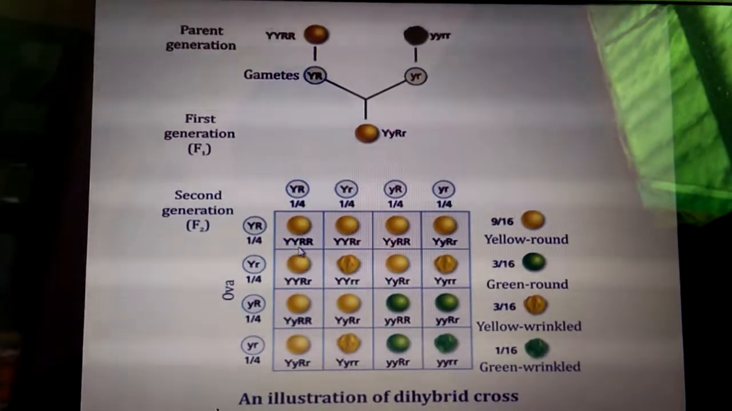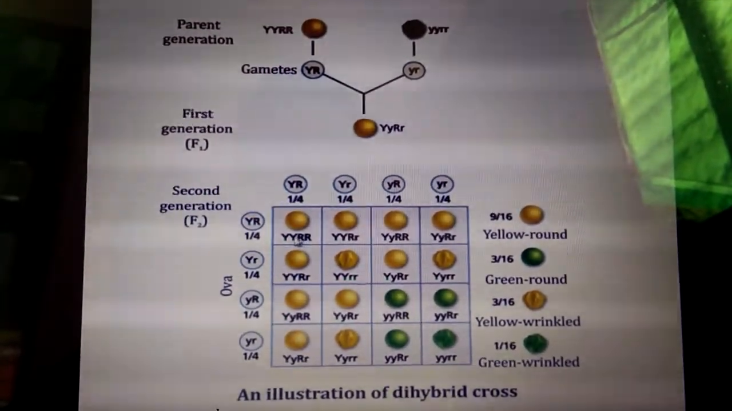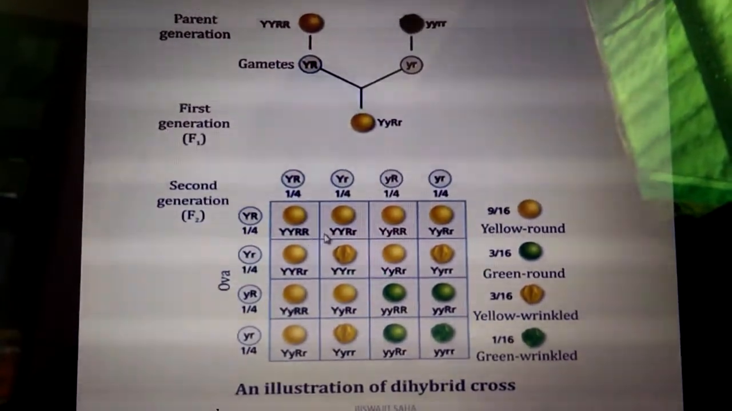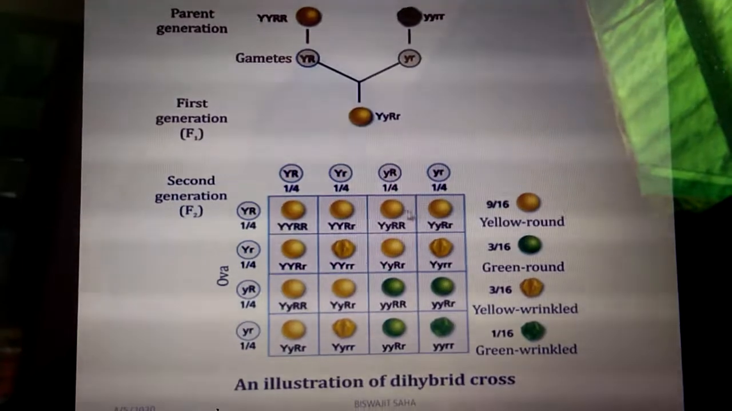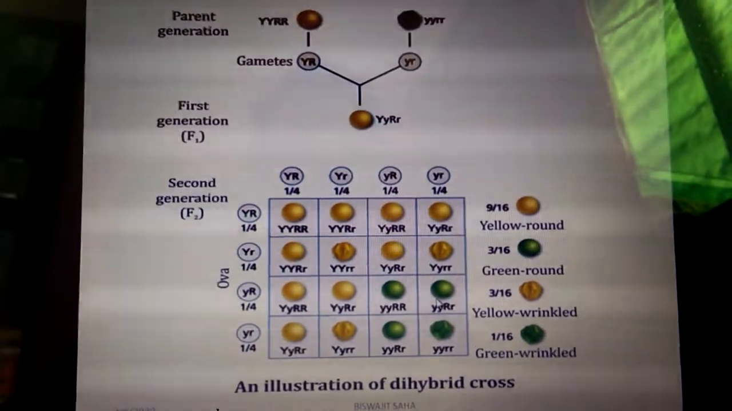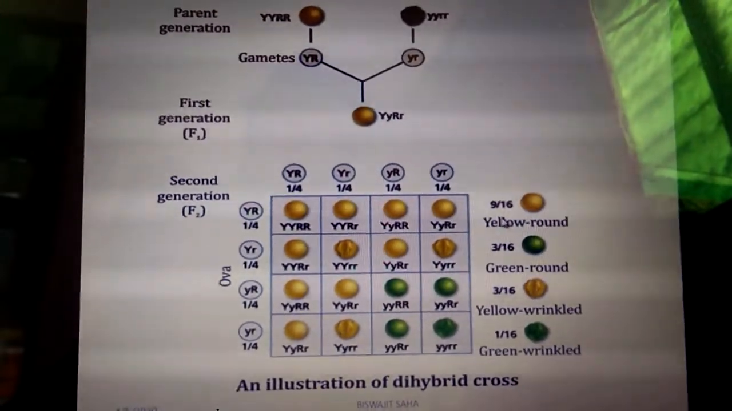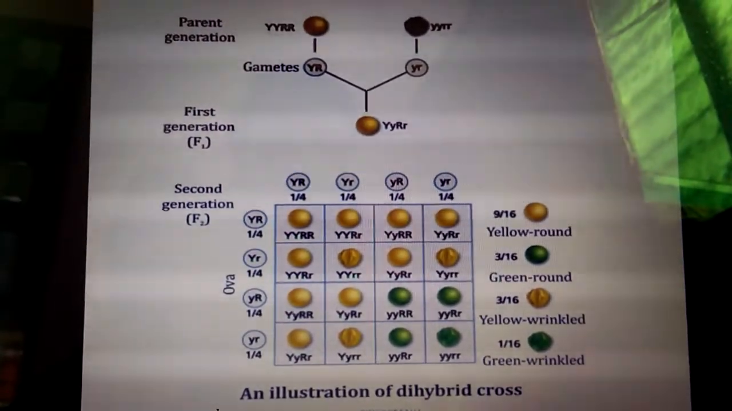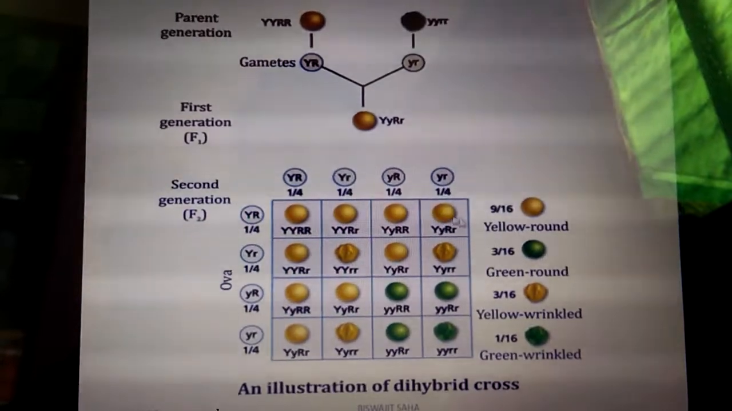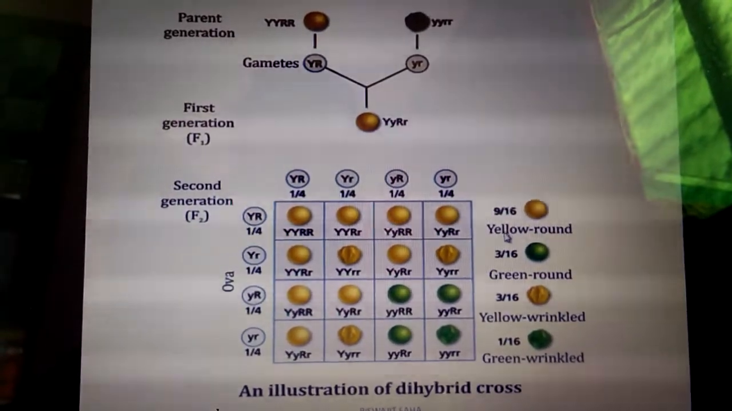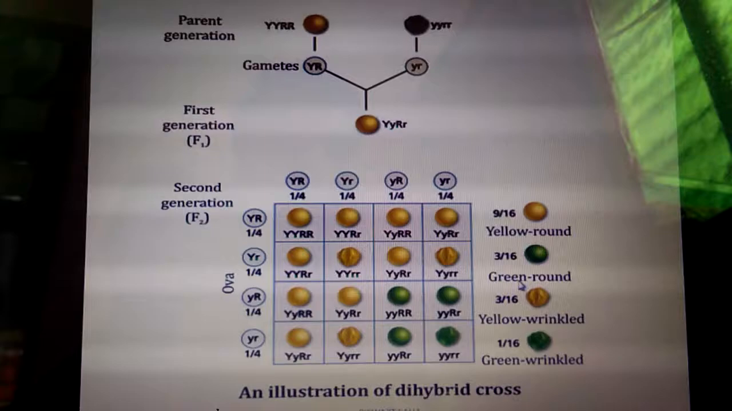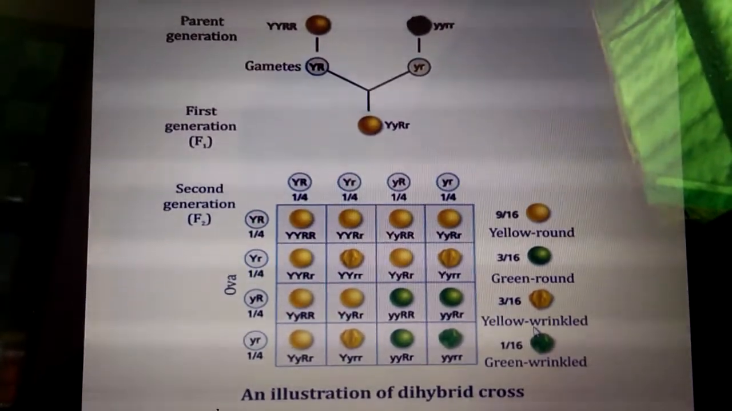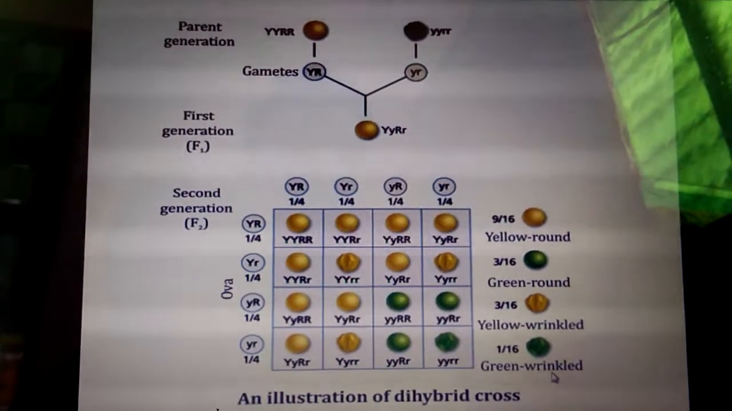For example, if capital Y capital R is mated with capital Y capital R, then the product will be capital Y capital Y capital R capital R. That means it is purely yellow and round in nature. So out of these 16 progeny, about 9 out of 16 of the F2 plants will have round and yellow, about 3 out of 16 will have round and green, about 3 out of 16 will have yellow and wrinkled, and about 1 out of 16 will be green and wrinkled.